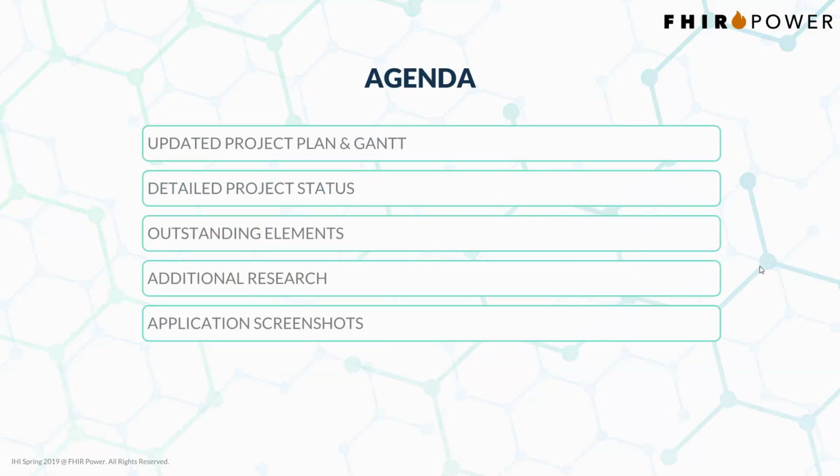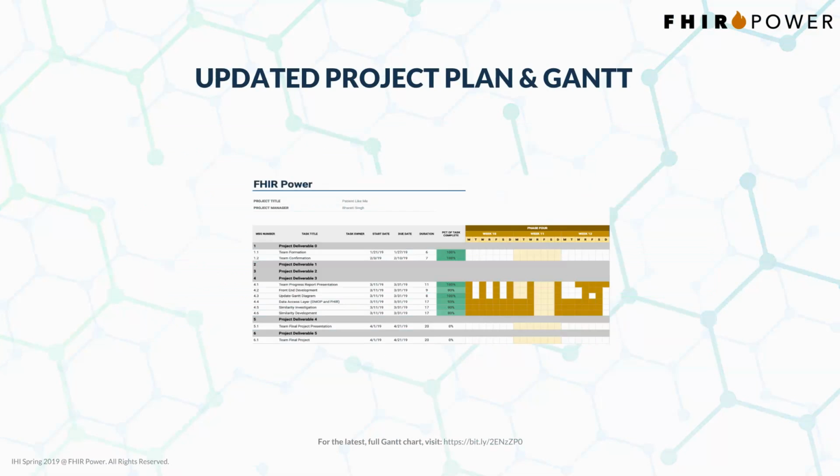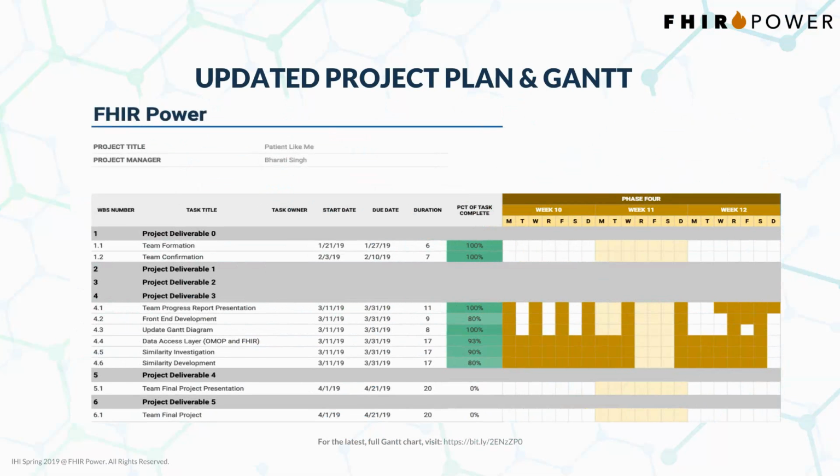Moving on into our agenda, we have distributed this deliverable in 5 items: updated project plan, detailed project report, outstanding elements, additional research, and a sneak peek from the dashboard. Going into our project plan, as you can see, we've come a long way on our project. Patient Like Me is in a really good shape. For this deliverable, we had 3 autonomous streams working in parallel: data access layer, similarity layer, and presentation layer.